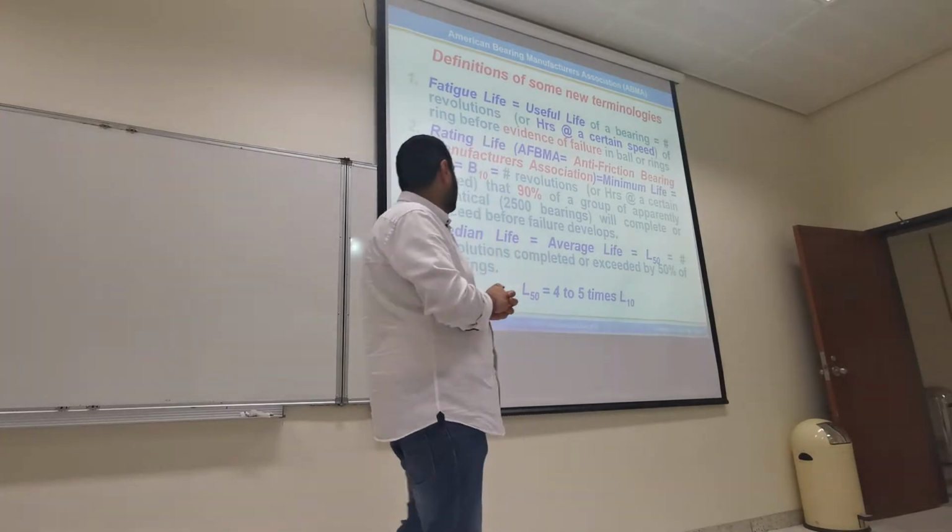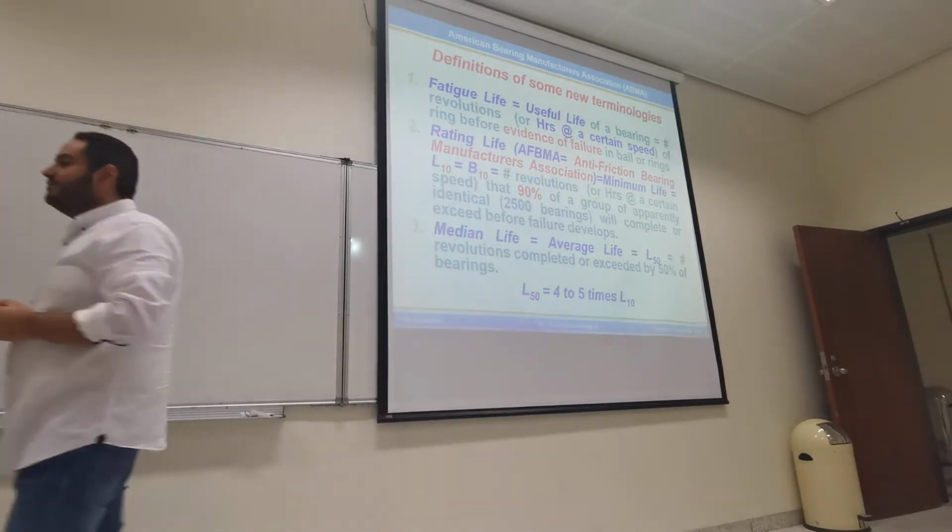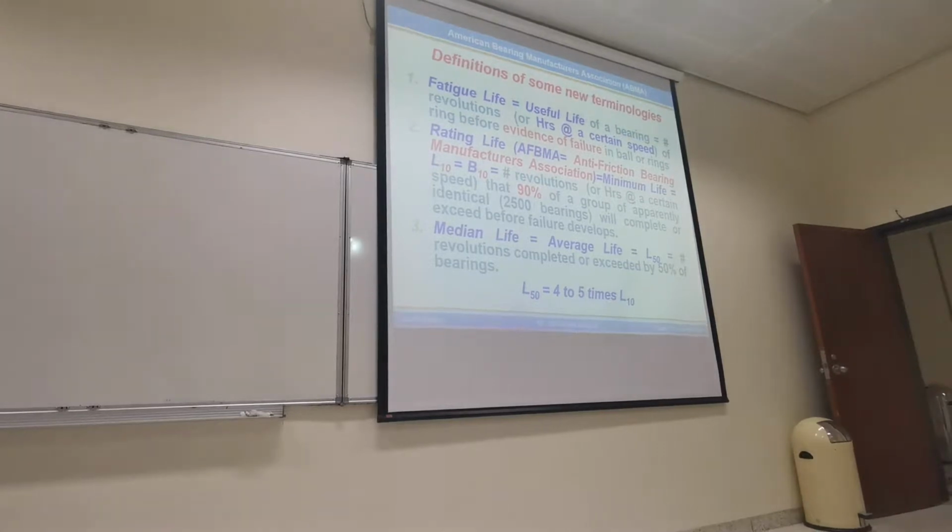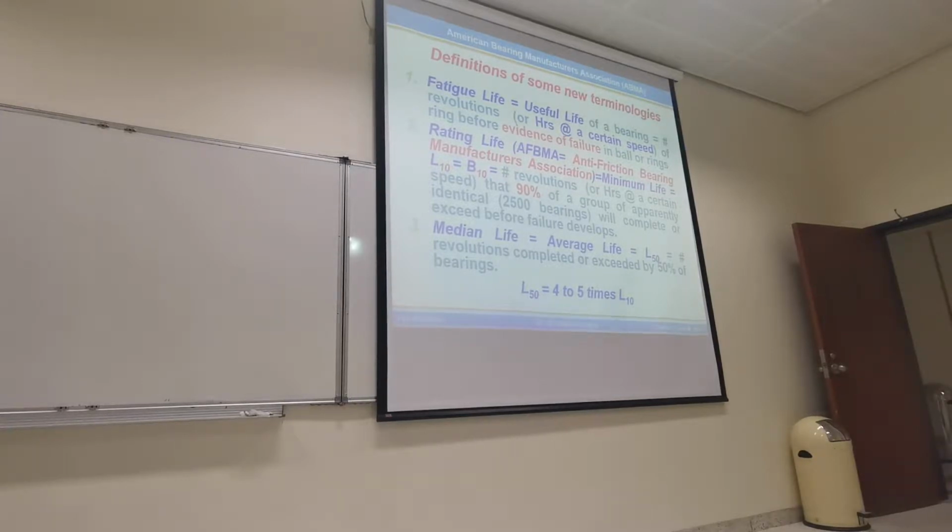Okay. So there's other life reported, like the median life, where we have 50-50. So 50% of bearings failed while the remaining 50% are alive.